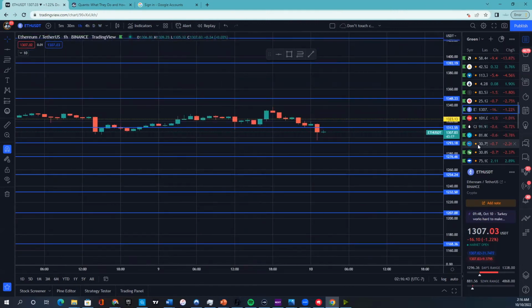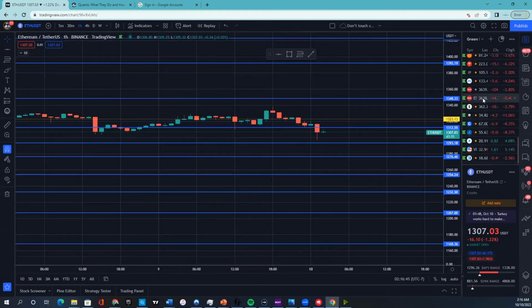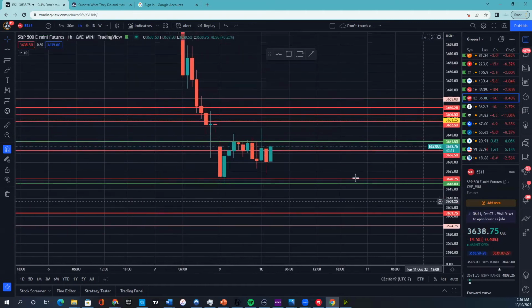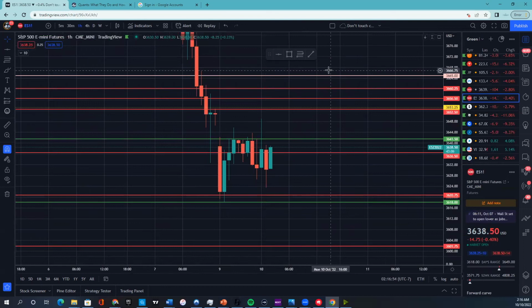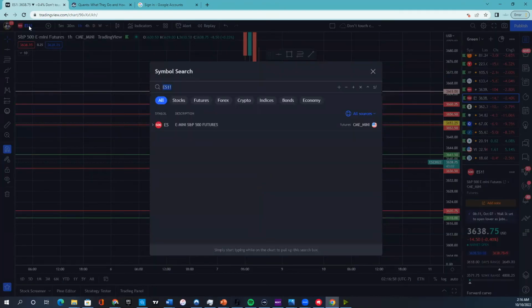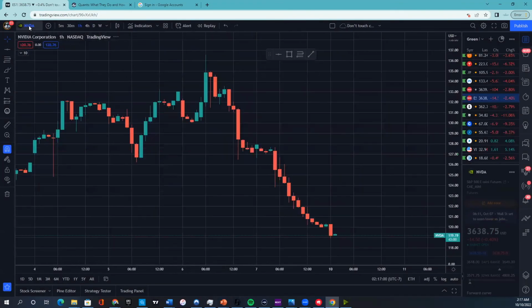Sorry, that's Ethereum. Let me go to futures. Yeah, so futures is acting wimpy. But again, still staying within that range. So even if you were to trade this, you could still catch a nice move to the upside and downside. But again, you can use this on any ticker. I believe I use this on Nvidia.